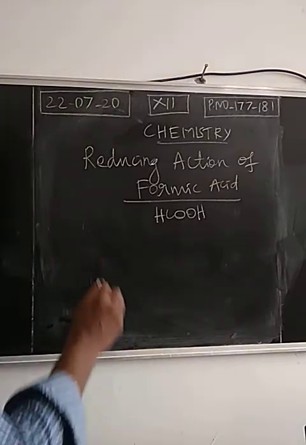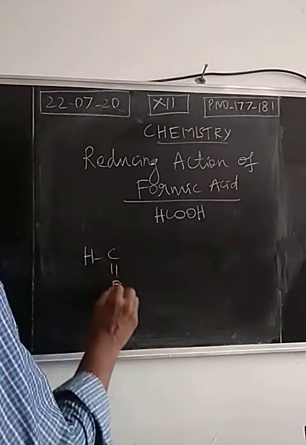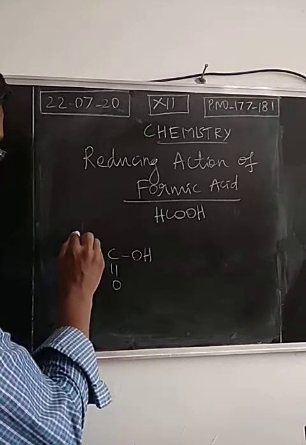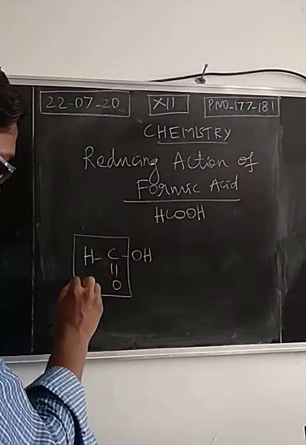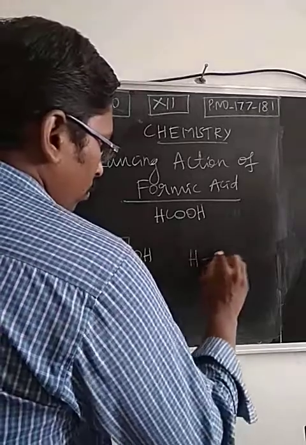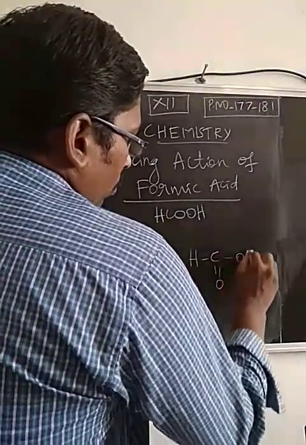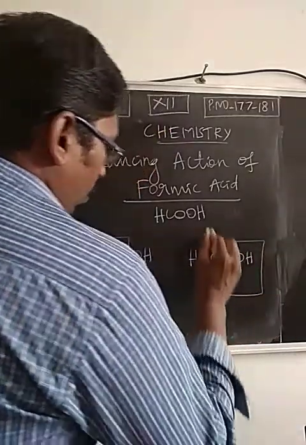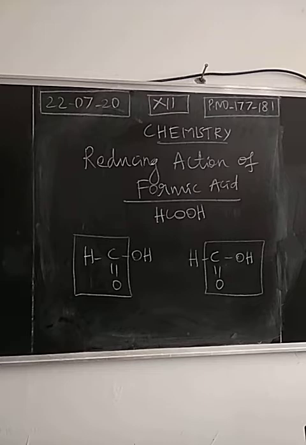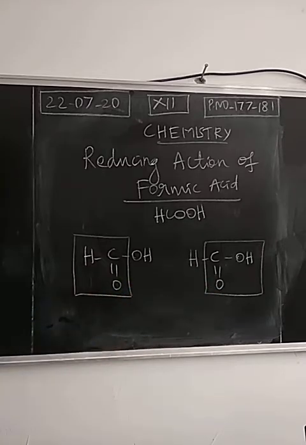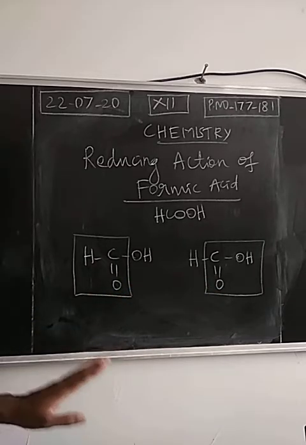So we can draw the structure. In formic acid, there is an aldehydic functional group, and it has a carboxylic acid group also. For the structure, one more mark will be given if we mention the aldehydic group of formic acid as well as the carboxylic acid functional group.